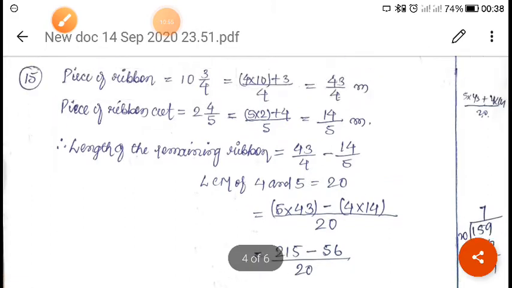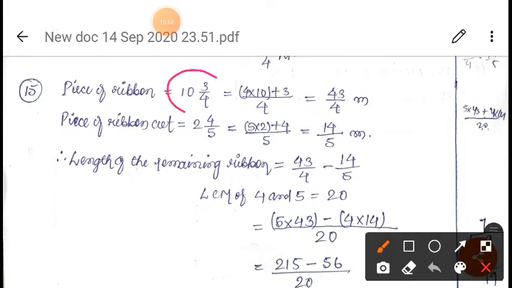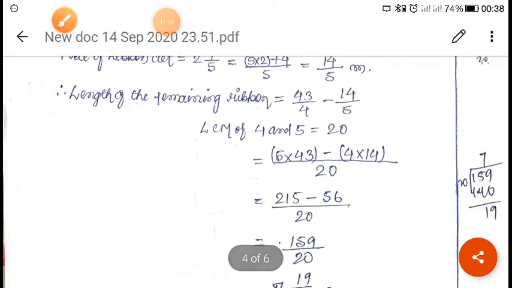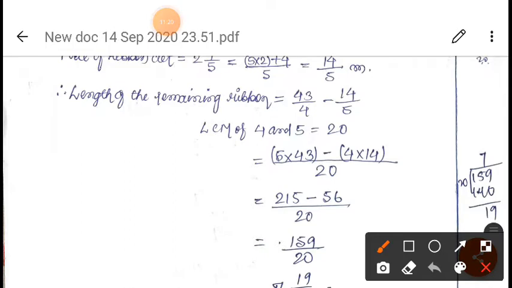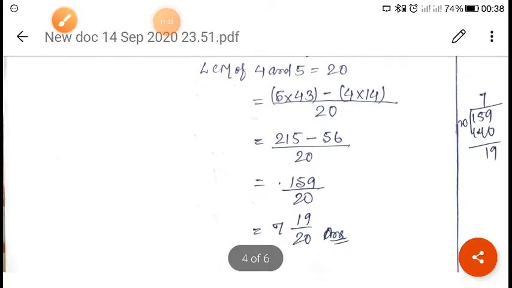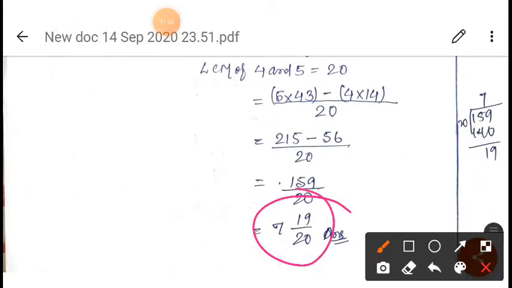For 10 3 by 4, we can write 10 into 4 is 40 plus 3, 43 by 4, as you can see here. And for 2 4 by 5, we can write 5 twos are 10 plus 4, 14 by 5. So the length of the remaining ribbon is 43 by 4 minus 14 by 5. The LCM of 4 and 5 is 20, and when you do this you know how we have to do it. So the answer will be 7 19 by 20.